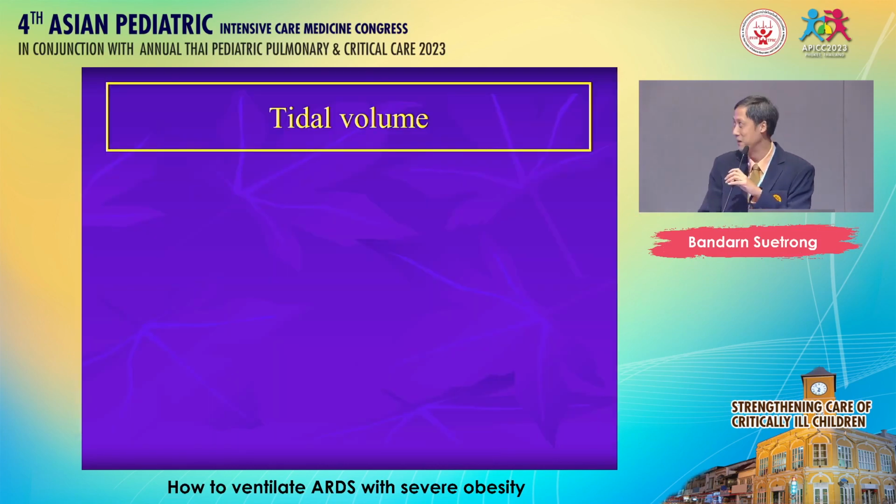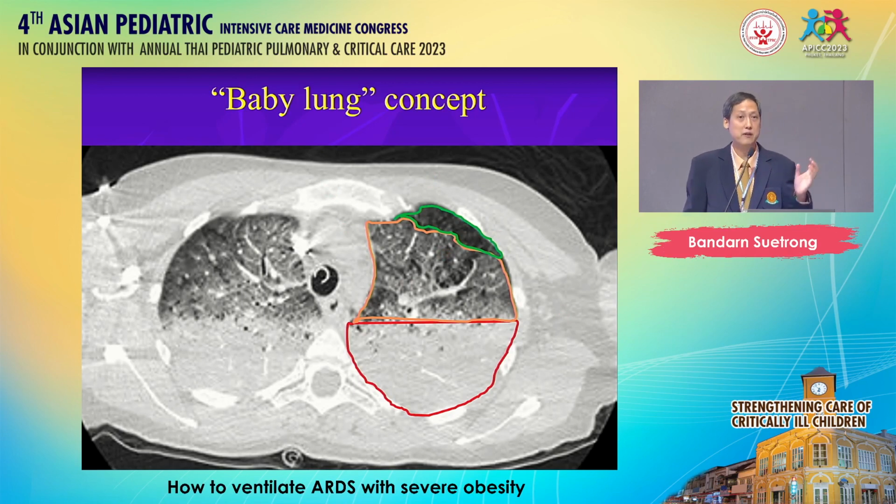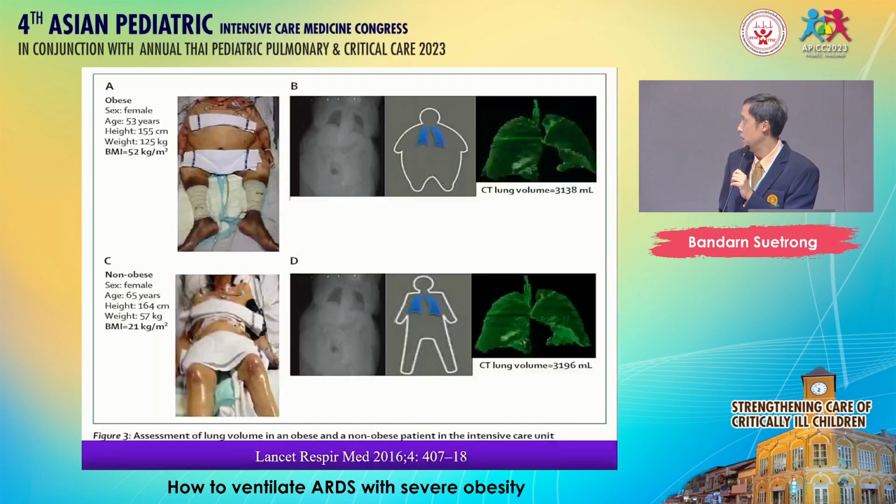So the last topic, I will touch a little bit on tidal volume. As we know from the baby lung concept, if we perform a CT scan in an ARDS patient, the remaining well-inflated lung zone is about one-fifth compared to the normal lung in a non-ARDS patient. So if we use normal tidal volume in this type of patient, the baby lung zone will be overinflated and volutrauma would happen there. So we have to use low tidal volume ventilation.